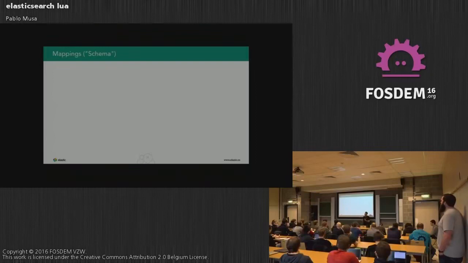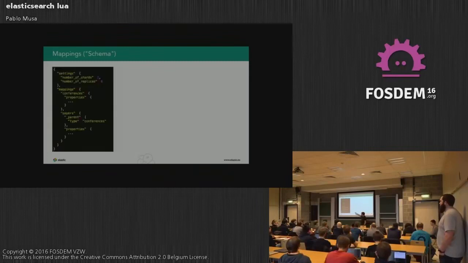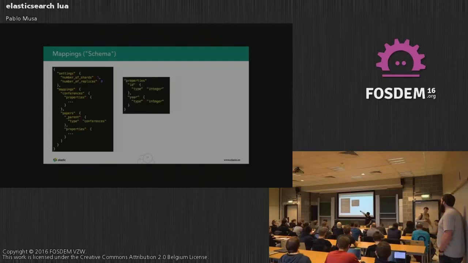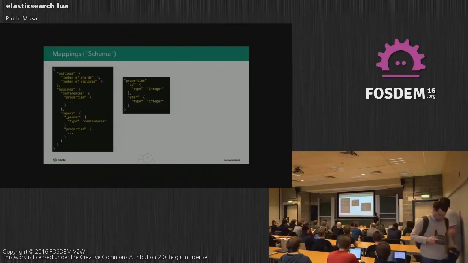So how was the mappings, or the schema, we call it mappings. The first thing is Elasticsearch has dynamic mapping. So you just need to send documents, and it would look at the document and figure out and update the mapping accordingly. But sometimes you want to tweak it. So I needed to tell Elasticsearch that papers had a parent, which were conferences. So I was creating a relationship here. I needed to say that ID was an integer and year was also an integer. Otherwise, as a string, I would get problems doing sorting.